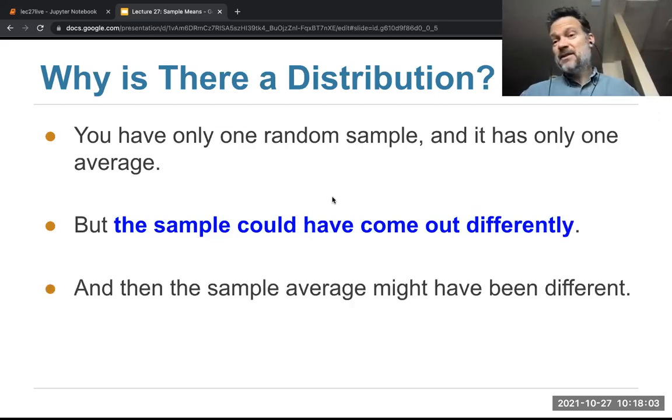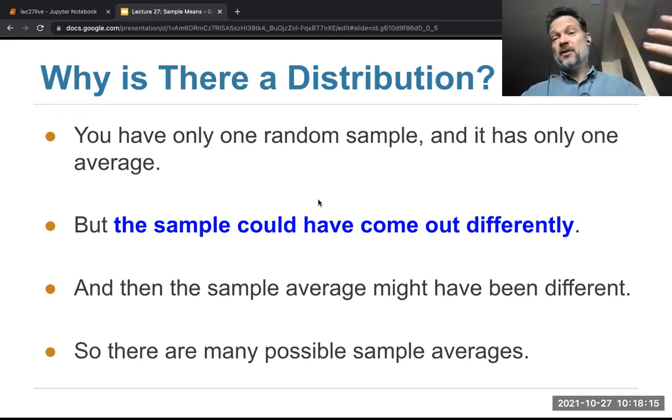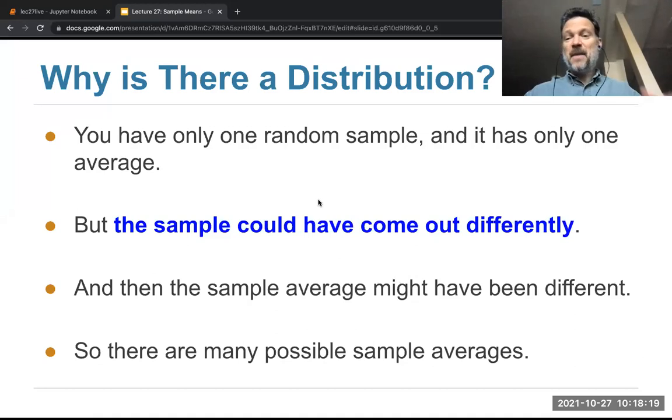And so in that parallel universe, we would have gotten a different value for the sample average. So the sample average is not fixed in advance. It's a result of the random choices that we make when we draw the sample. And as a result, there are many possibilities for what you could have gotten for the sample average. So that's why there's a distribution. It's the distribution of the possibilities that could have happened.